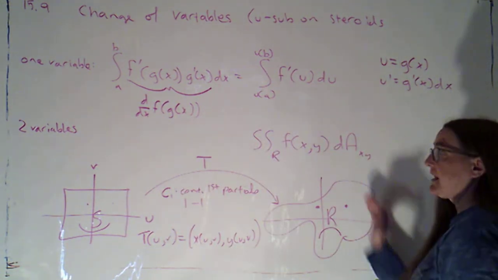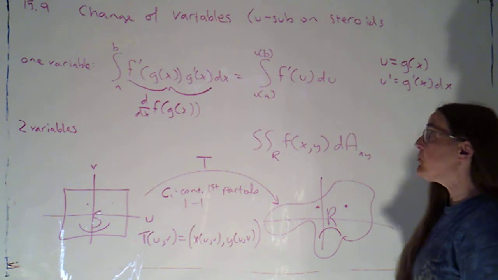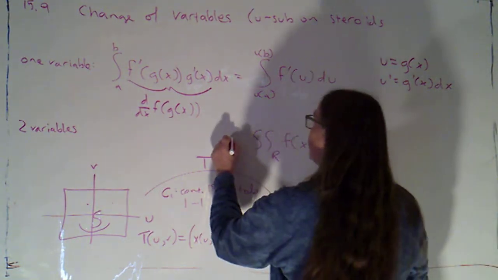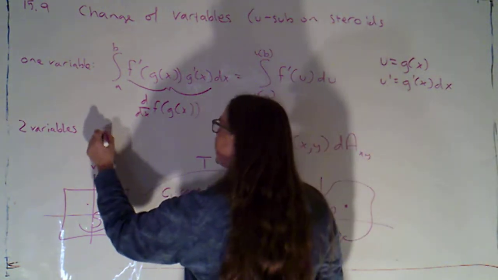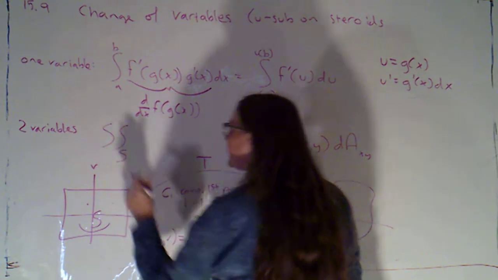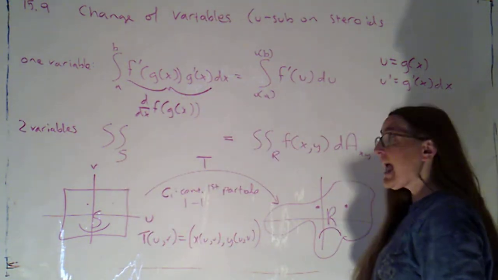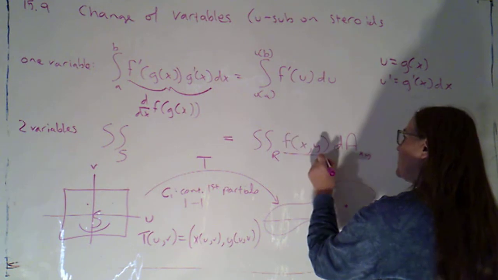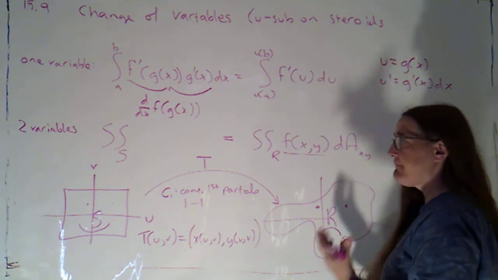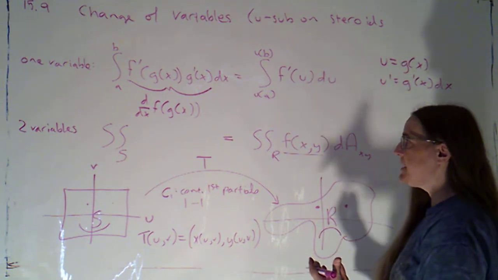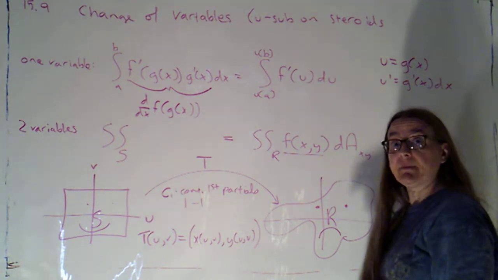And if it's one-to-one, that means there's an inverse transformation so that I can go back and forth, and I can go backwards. And that's really what I'm hoping to do, because I'm hoping that I can express this double integral as the double integral over S. Now I'd have to express my height as a function of u and v, and I'm going to get that by doing a composition.